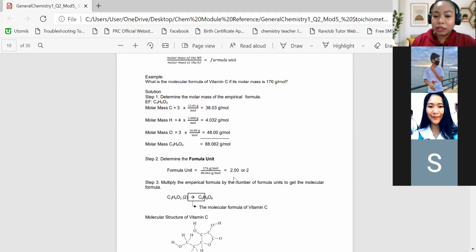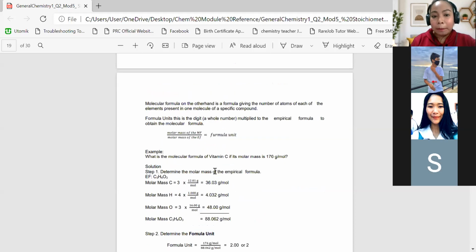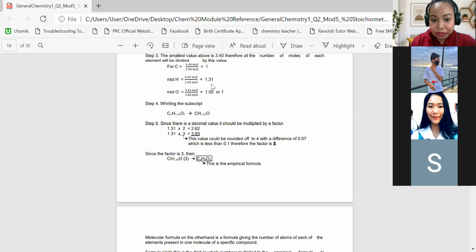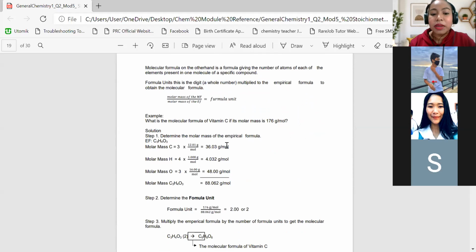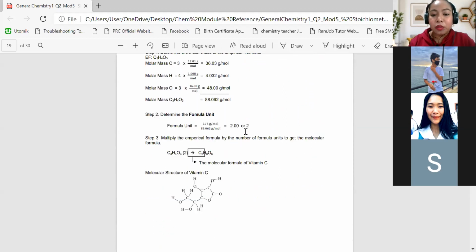Now, in the event that the answer here is not like the one above and is off by more than 0.1, we still use this concept to arrive at the simplest whole number. So, the same thing happens. The empirical formula, we multiply by 2. So, 3 times 2 becomes 6. 4 times 2 becomes 8. 3 times 2 again becomes 6. So, C6H8O6. This is the molecular formula of vitamin C.